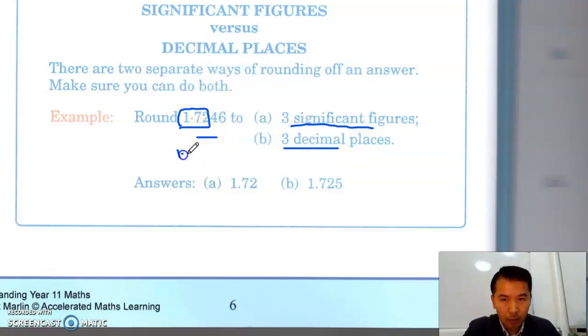So 1.725, because you are interested after the dot. So decimal means after the dot. After the dot is the decimal. The reason it is 5 is because 4 is up before 6. So the number 4 becomes 5.